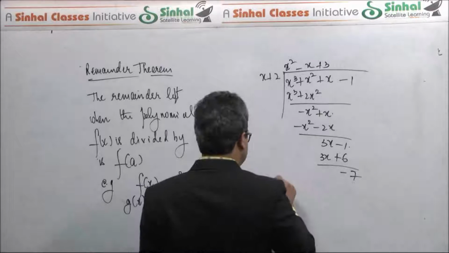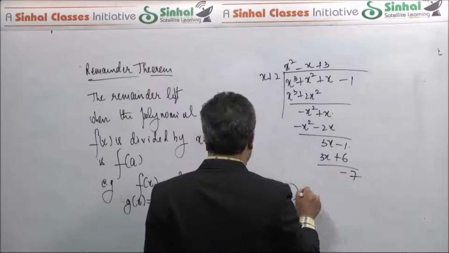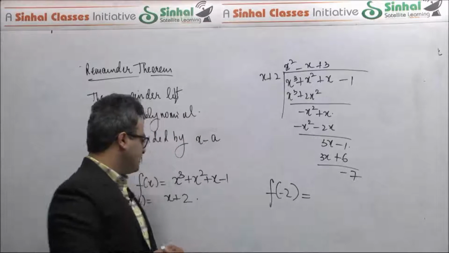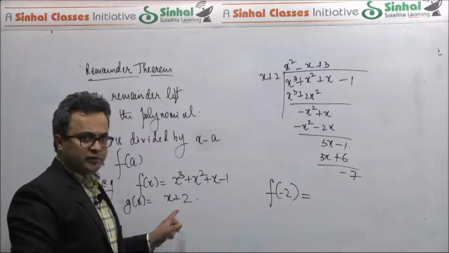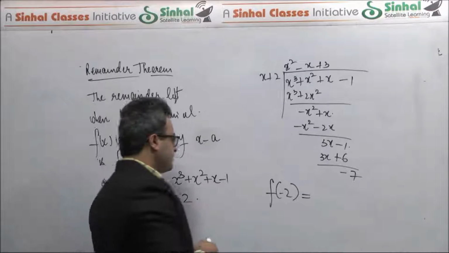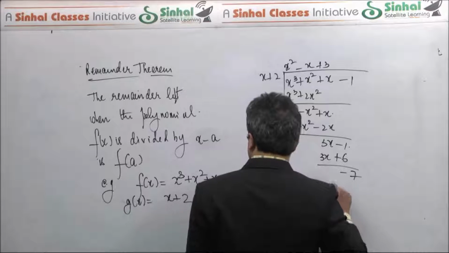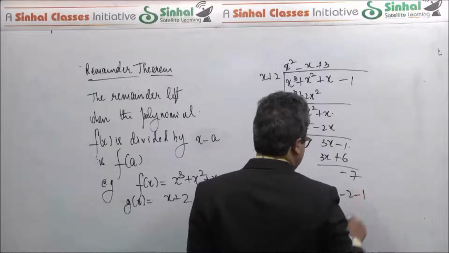Now let's also find the function value at minus 2. Why have we chosen minus 2? Because minus 2 is the root corresponding to g of x. So if I substitute x equal to minus 2 over here, what do we get? Minus 8 plus 4 minus 2 minus 1, which is minus 7.